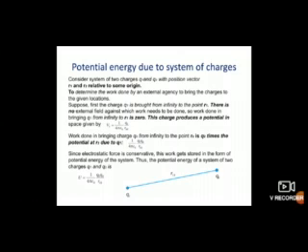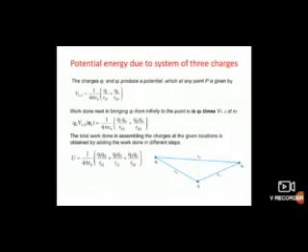Since the electrostatic force is conservative, this work done gets stored in the form of potential energy of the system. Thus the potential energy of the system of two charges Q1 and Q2 is U equals 1 by 4 pi epsilon naught Q1 Q2 by R12. Let us go for the next slide.